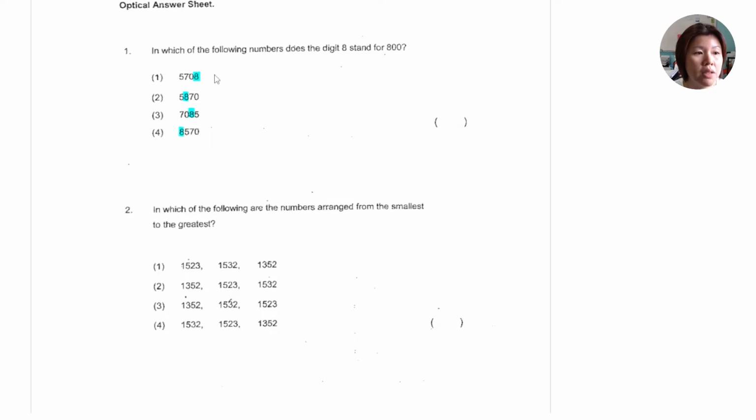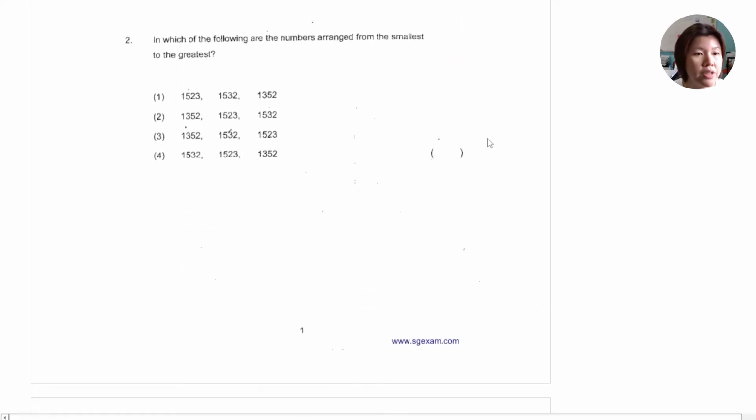So the first one is just 8 because it's 8 ones. And number 2 is in the hundreds place, so it's 800. Number 3 is in the tens place, so it's 80. And the last one is in the thousands place, so it's 8,000. So they're asking for 800. So my answer is number 2. Okay, so let's move on.